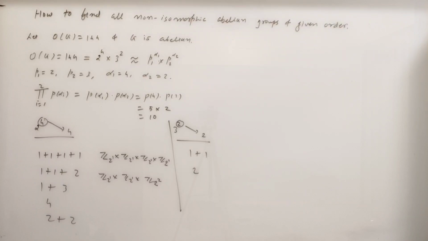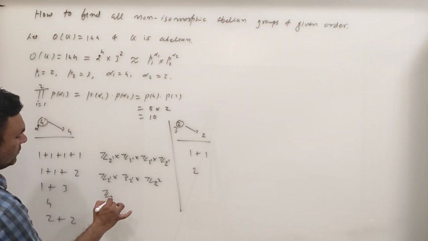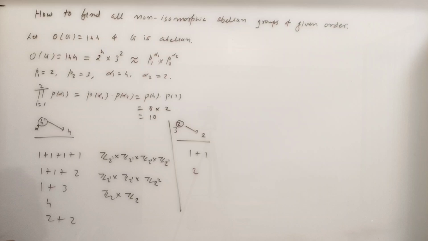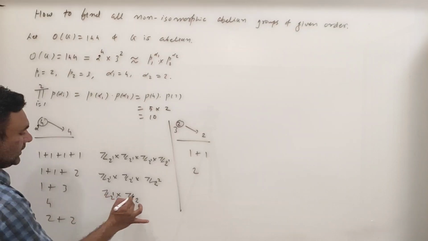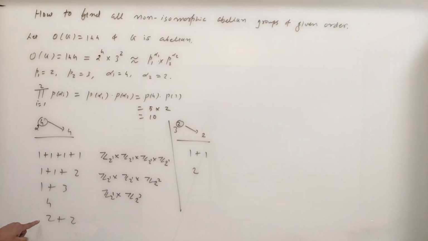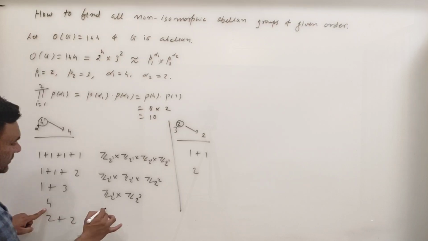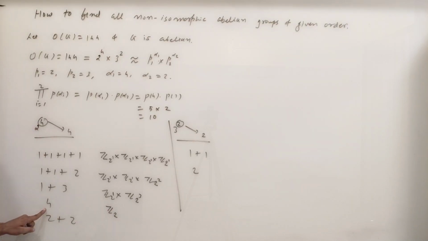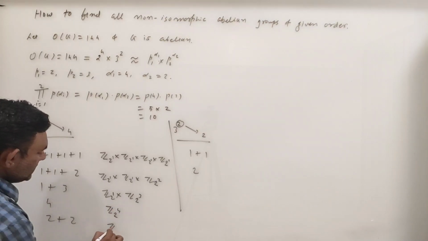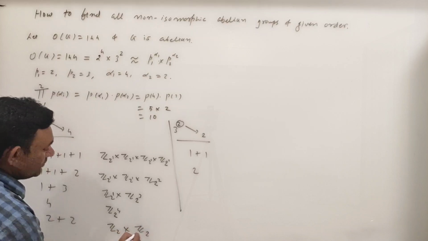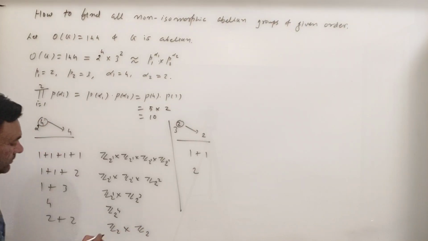Right? Now 1 3. So only 2. So Z2 cross Z2. 1 and 3. So power is 1 and 3. Here 4, only 1. So it is Z2 only 1 time, and power is 4. Here 2 plus 2. So Z2 cross Z2 2 times. Power is 2 and 2.